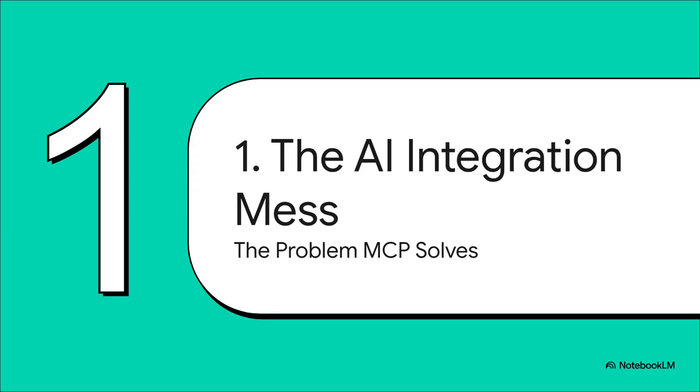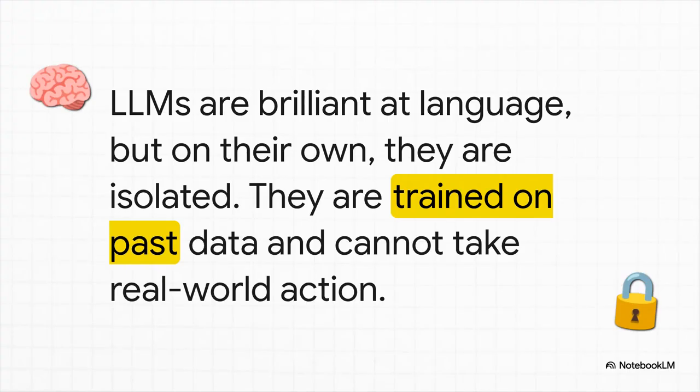To really get why MCP is such a game changer, you first have to understand the mess it's designed to clean up. And trust me, it is a huge mess. I mean, think about it. A large language model all by itself? It's brilliant, for sure. It can understand language, it can generate amazing text, but it's totally isolated. It's kind of like a brain in a jar. It can think, but it can't do anything.